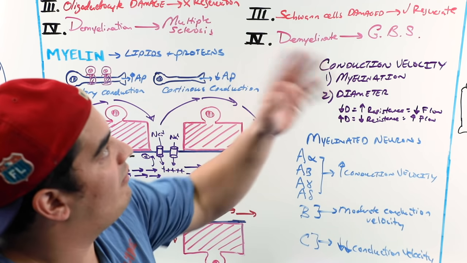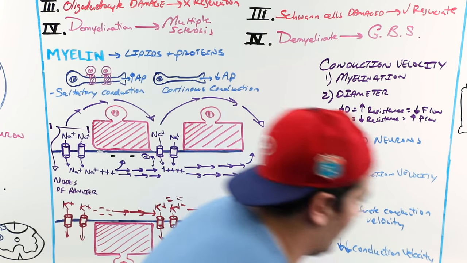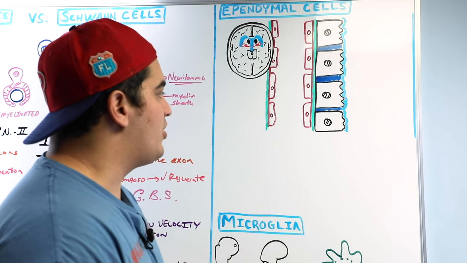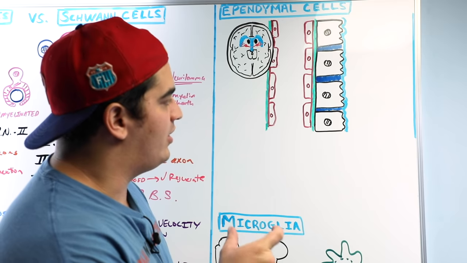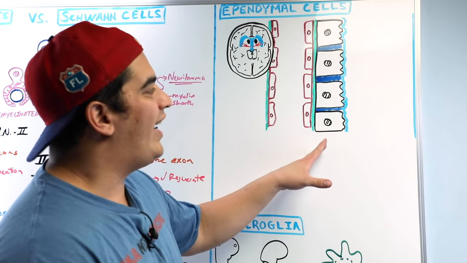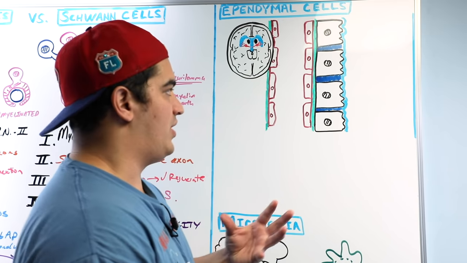All right, so now let's go ahead and finish up with the ependymal cells and microglia. All right, so let's move on to the ependymal cells. Ependymal cells are these specialized, kind of cuboidal cells located within the ventricles of our central nervous system.